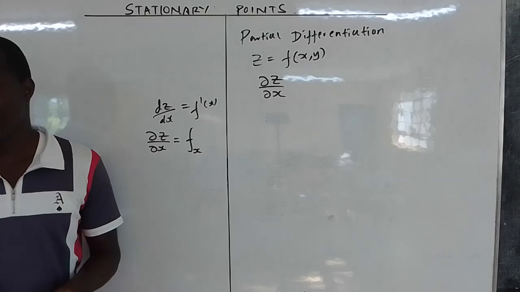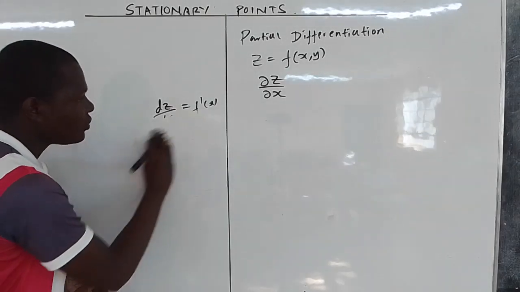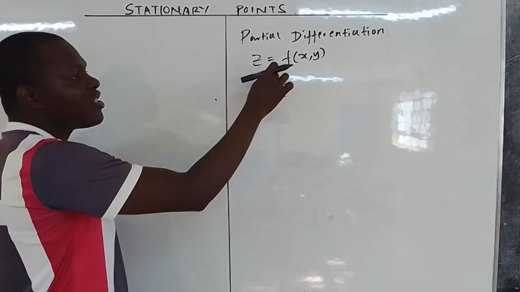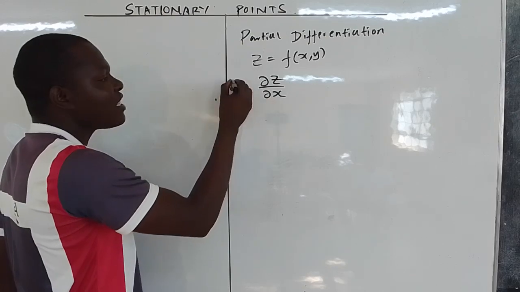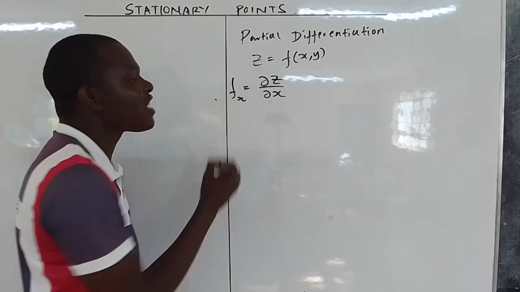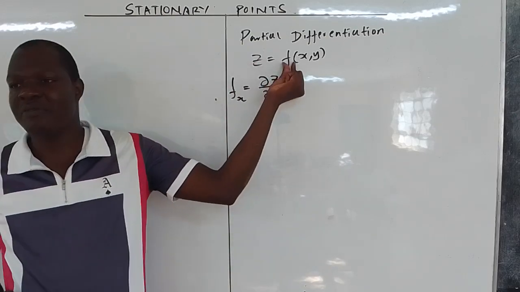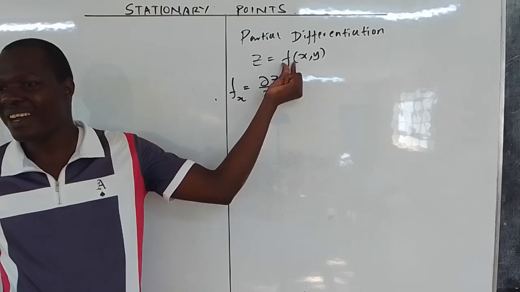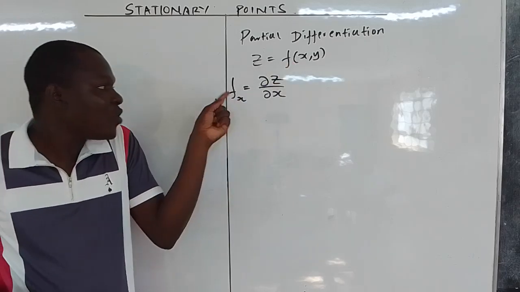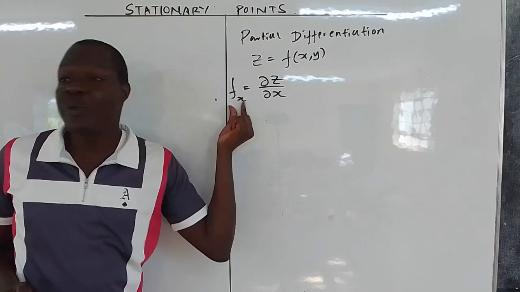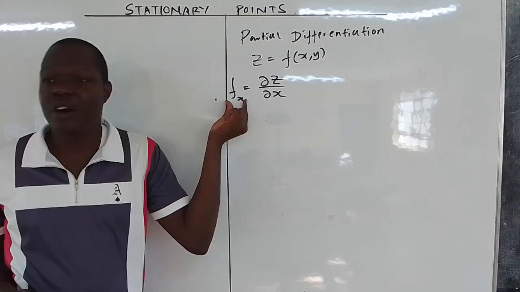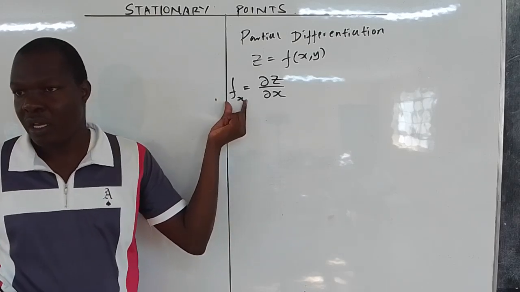So the partial derivative of z with respect to x is the same as f subscript x, because z is f, a function of x and y. So differentiating z partially with respect to x is denoted in this form.